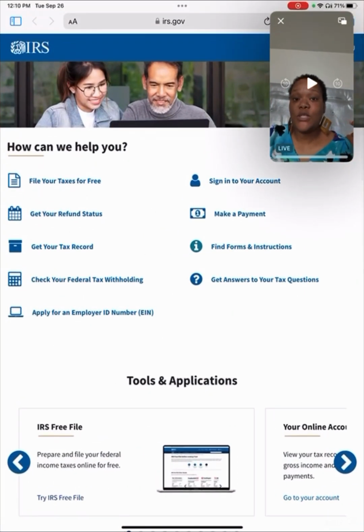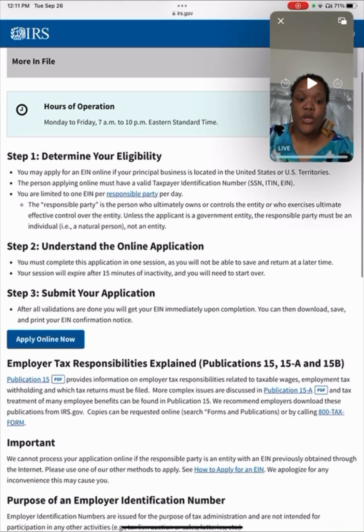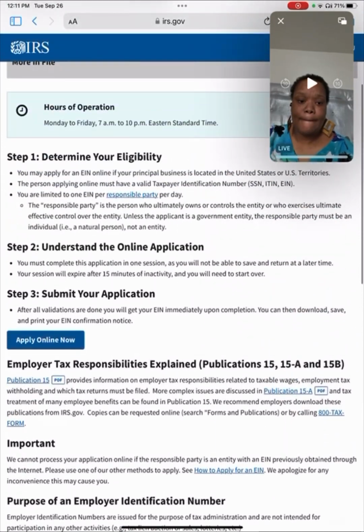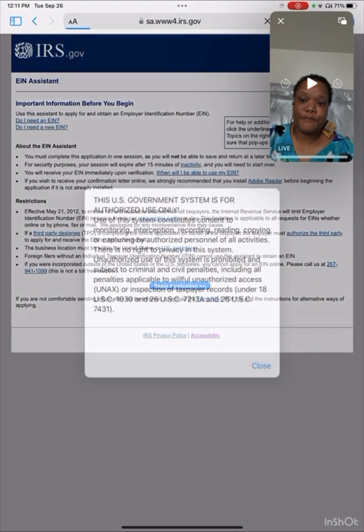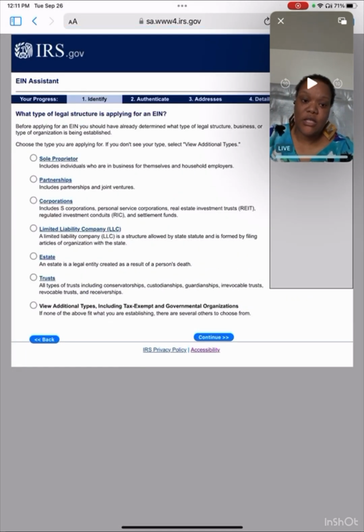So what I'm going to do is go to irs.gov. As you can see, I typed in irs.gov, and you can scroll down to where it says "How can we help you." So one, two, three, four, five, and the fifth listing says apply for employer ID number. That's essentially what it is, and this is what you pretty much do. You can apply for one online. Okay, apply online, begin application. This is basically the application.